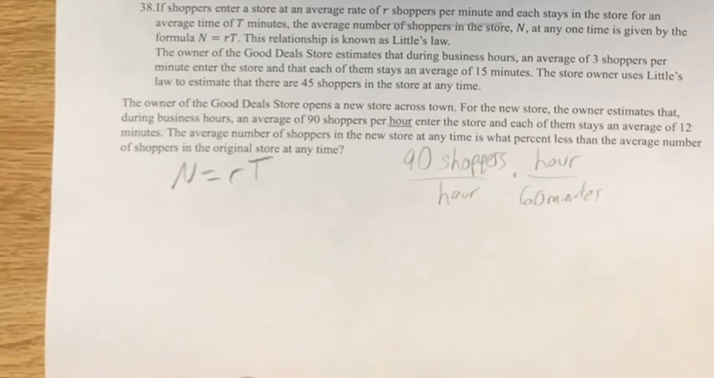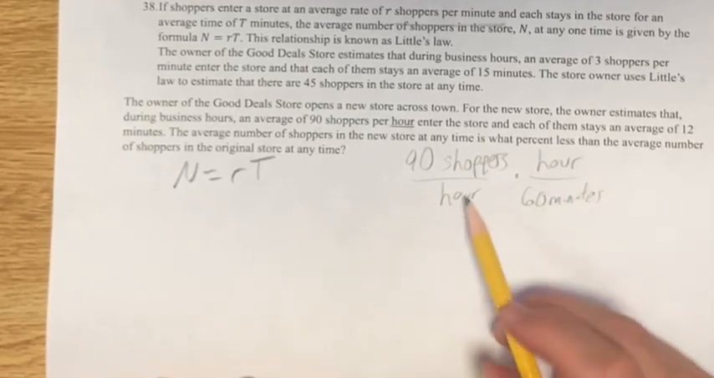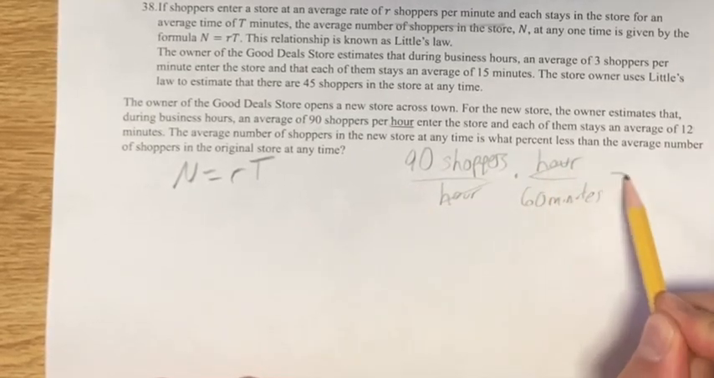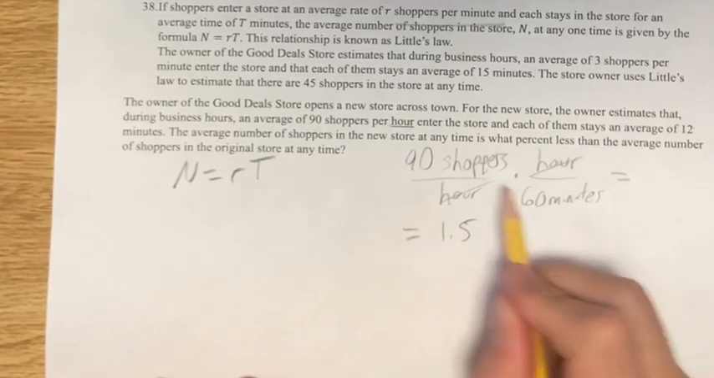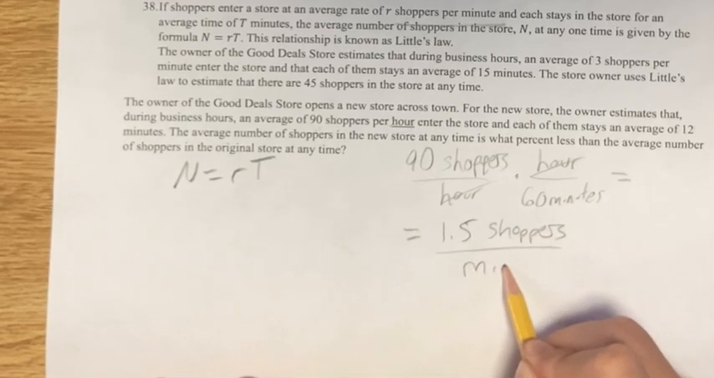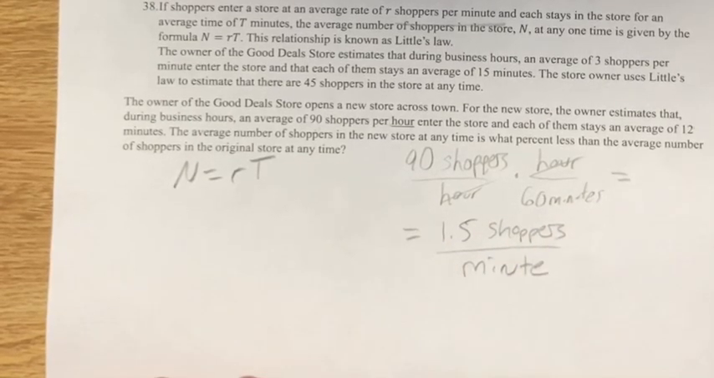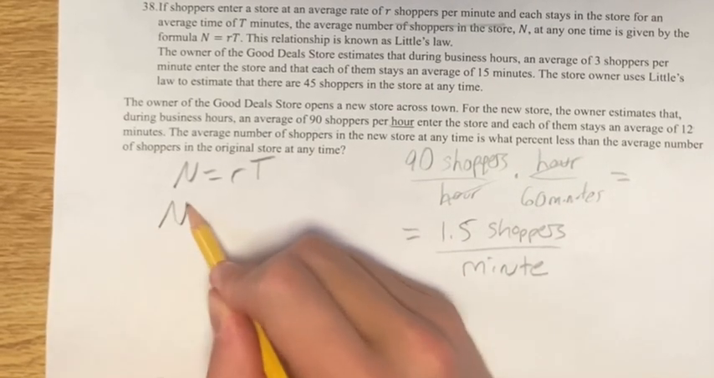Because 1 hour is equal to 60 minutes, this is multiplying something by itself, or divided by itself, so therefore it's multiplying by 1, so the actual value doesn't change, except now we have 90 divided by 60 is 1.5 shoppers, not per hour, but per minute. So we didn't change the value of the rate, but we changed the unit. So now we have our R and our T.